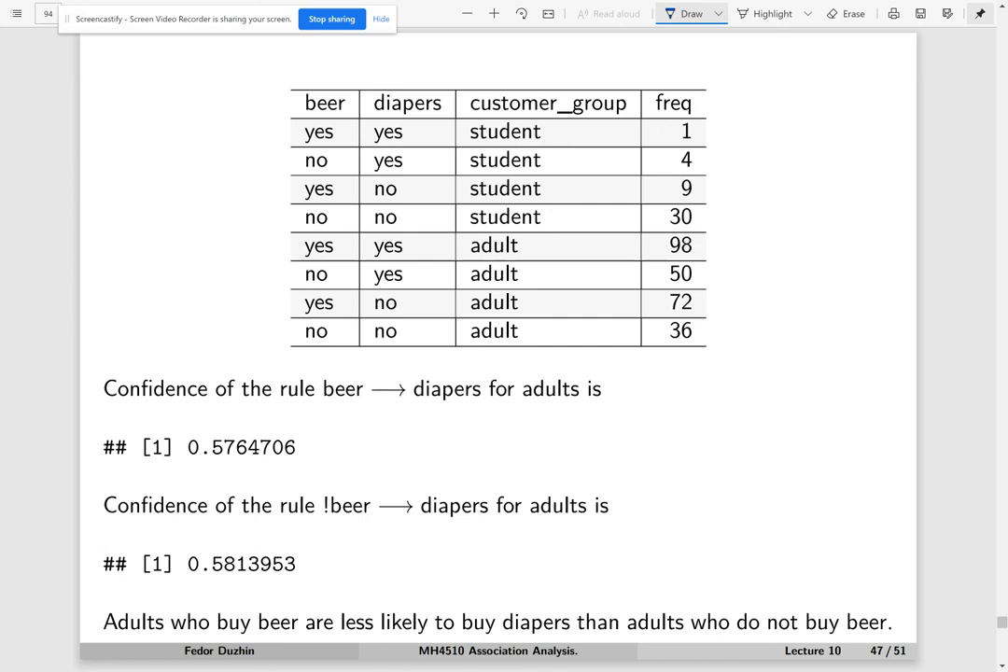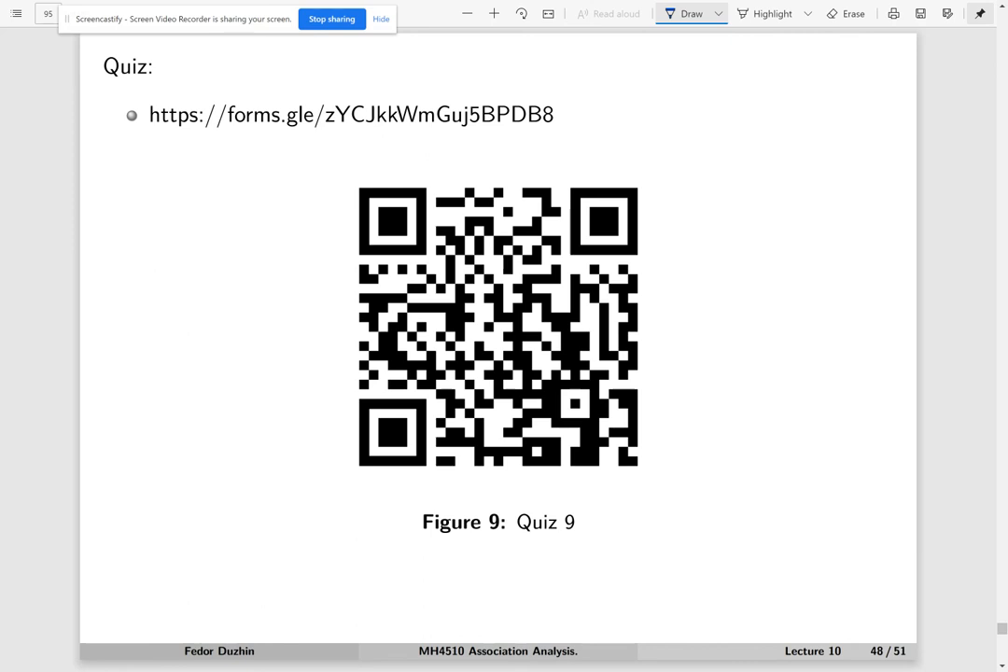And this is Simpson's paradox: seemingly we have some trend in the data, but if we include some unobserved variable into consideration, then the trend disappears or even sometimes reverses. Okay, so this was the last topic in this lecture and the last topic in this course.